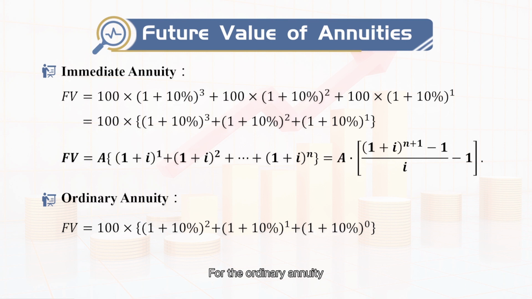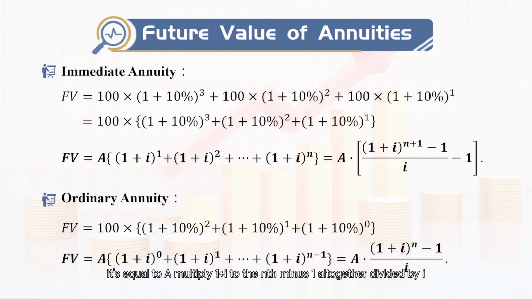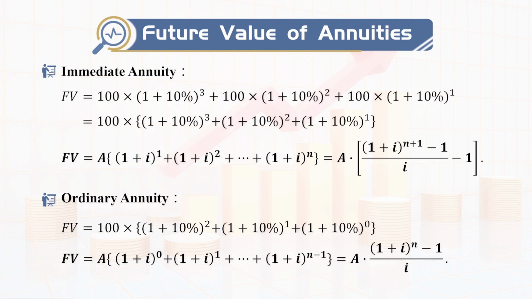For the ordinary annuity, the FV is equal to A multiplied by the sum of future value factors from the 0 to n minus 1. Further, it is equal to A multiplied by (1 plus I to the nth minus 1), all divided by I. Therefore, an immediate annuity would have an FV equal to that of the ordinary annuity multiplied by 1 plus I. If there is no particular notation, we usually regard an annuity as an ordinary annuity.